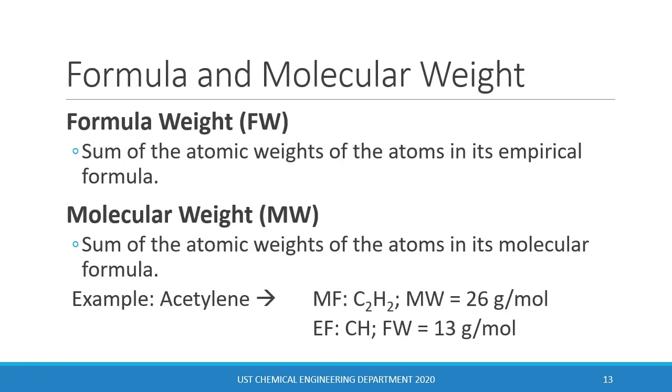Next is the difference between formula and molecular weights. The formula weight is the sum of atomic weights of the atoms in its empirical formula. On the other hand, molecular weight is the total atomic weights of atoms in a molecular formula. Going back to our example earlier, acetylene, which has a molecular formula of C2H2, has a molecular weight of 26 grams per mole. Its formula weight, however, is just 13 grams per mole. If you divide the molecular weight by the formula weight, you will get the whole number ratio that must be multiplied to the empirical formula to get the molecular formula.